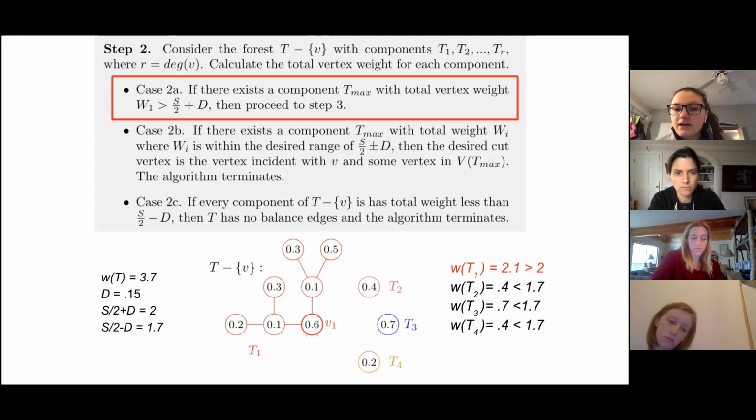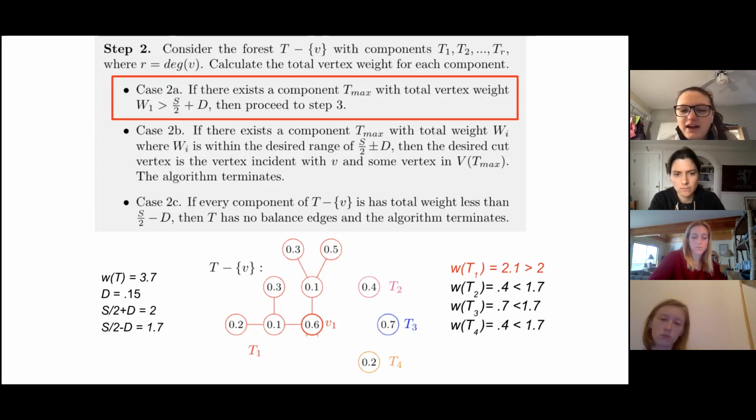The second case is that one of your components has total weight within your specified range, in which case you can just take the edge that connected this component to the vertex that you removed, and that's a balance edge, since removing that would give a component that has weight within your desired range. The third possibility is that none of your components have weight within the range, and they're all below the minimum population that you're willing to accept, in which case there's no balance edge, so you can just move on and draw a new spanning tree.